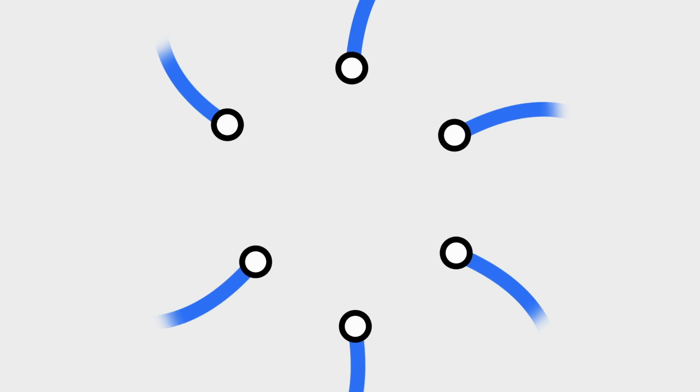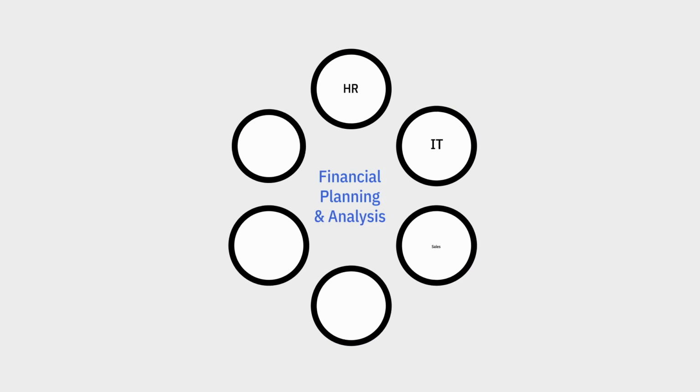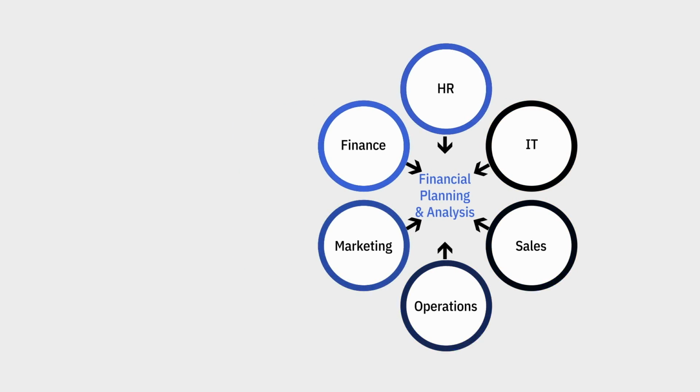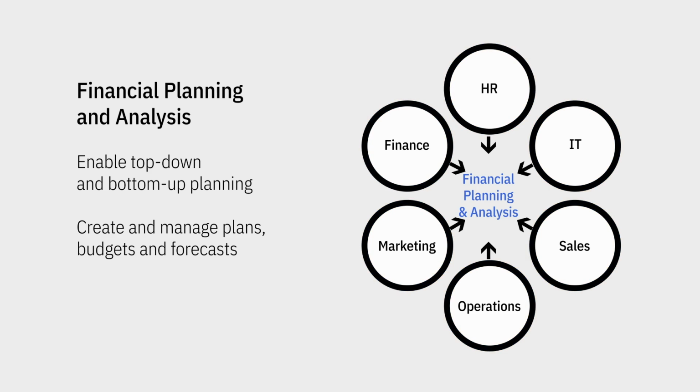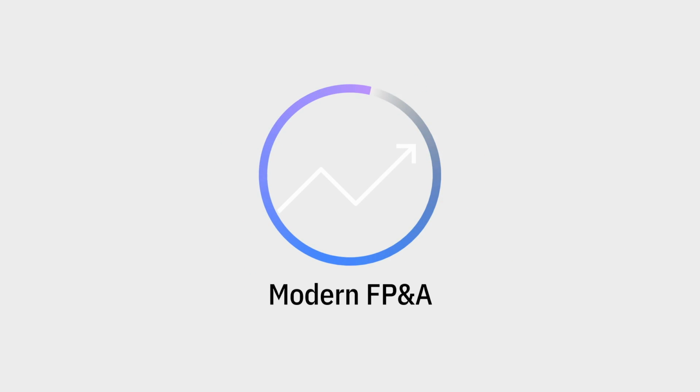Financial planning and analysis is a highly collaborative and iterative process involving many contributors across the organization and requires both top-down and bottom-up planning. Across financial operations, users create and manage plans, budgets, and forecasts to track progress and ensure the business is on track to meet its financial goals. They analyze data and offer financial insights that allow executives to make the best business decisions for the company.